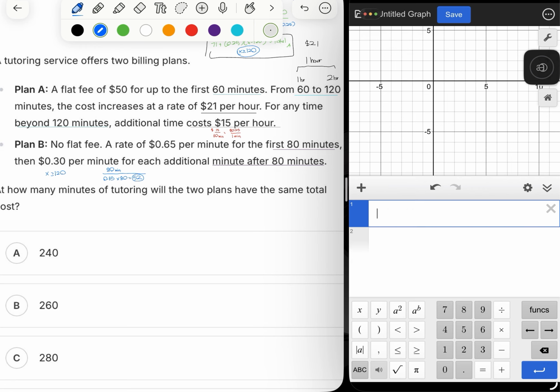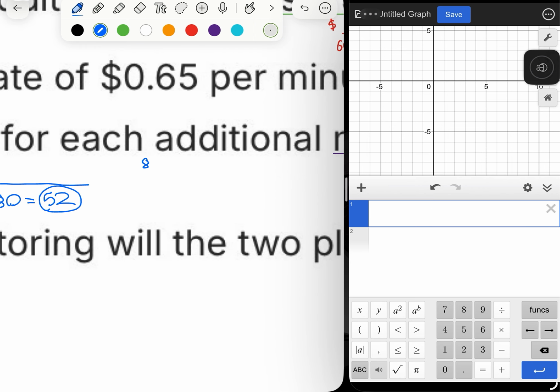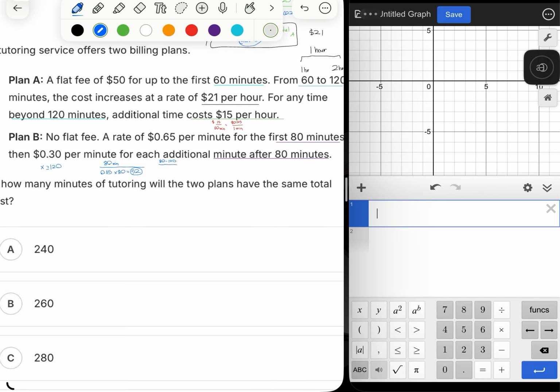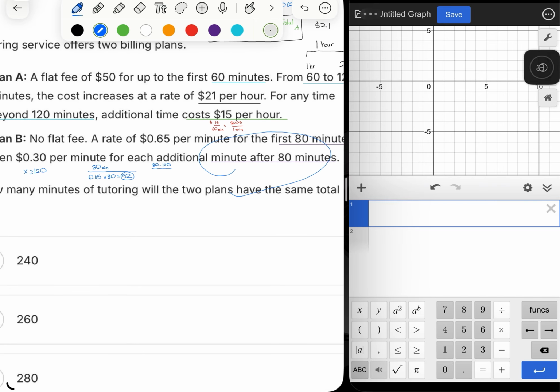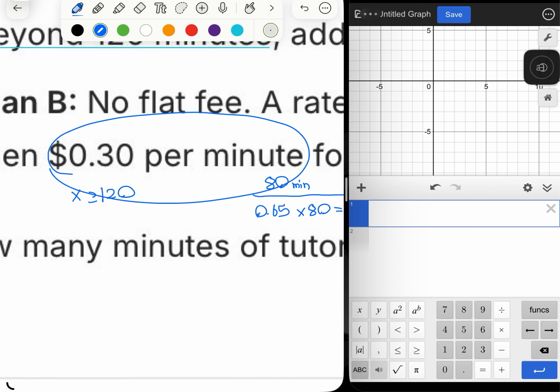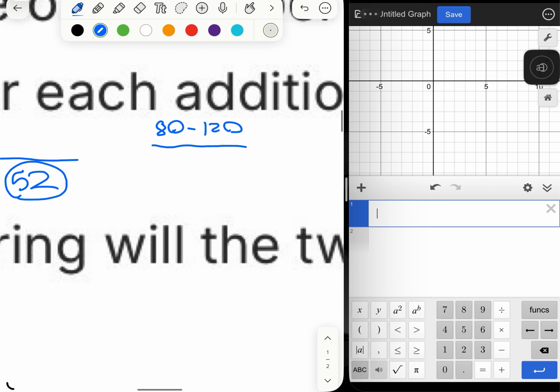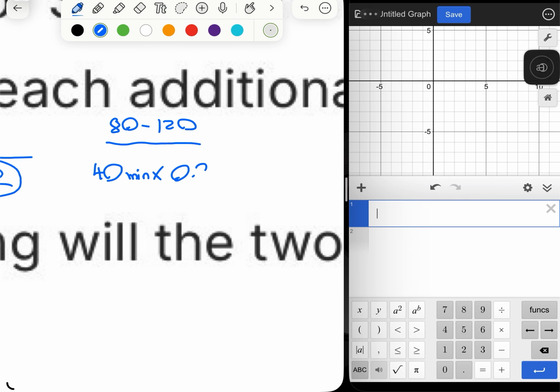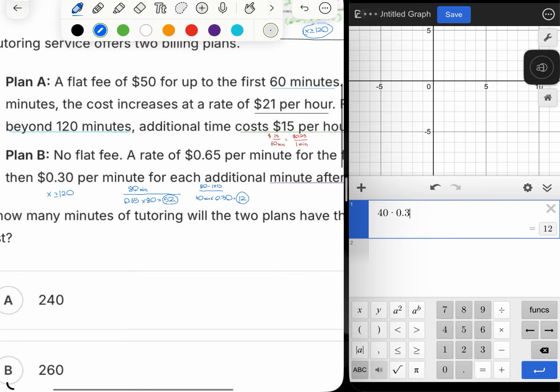Then we have to make another interval, which is from 80 minutes to 120. From 80 to 120, we know that for each additional minute after 80, you add $0.30 per minute. How many minutes are after 80 here? 40, because the gap between these two is 40. So you do 40 times 0.3, and you get $12. So that's our second interval.